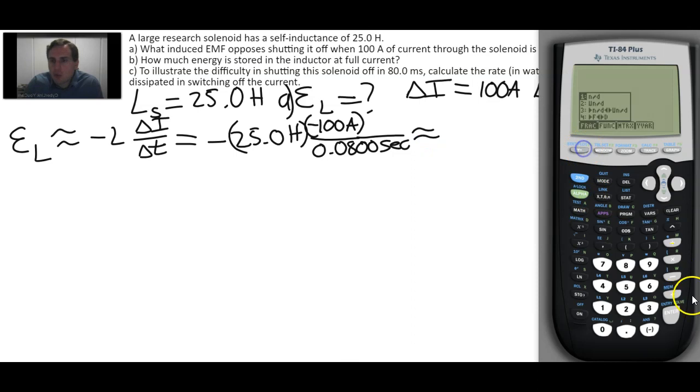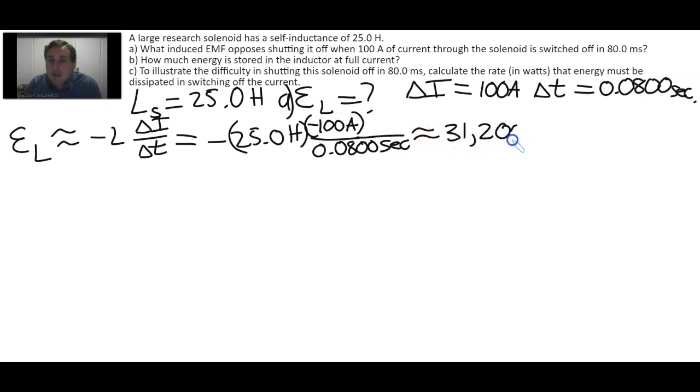Okay, so let's perform this calculation: minus 25 times minus 100, divided by 0.08. That's a large value, 31,200 volts rounded to 3 significant digits. That's enormous. That's more than 31 kilovolts, like transmission line voltage. That's huge. Okay, that takes care of part A. And again, this is a large research solenoid, so it doesn't seem impossible.